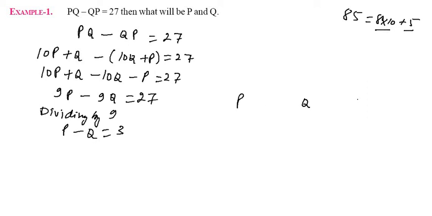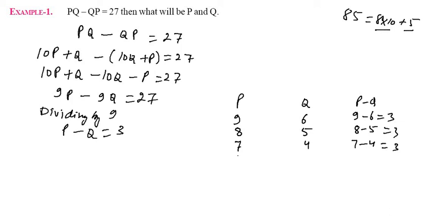So let us see P minus Q. Suppose P is 9, then Q is 6, so 9 minus 6 is 3. Now the next, P is 8 and Q is 5, so 8 minus 5 is 3. Suppose P is 7 and Q is 4, so 7 minus 4 is 3. The next number is 6 and here is 3, so 6 minus 3 is equal to 3.